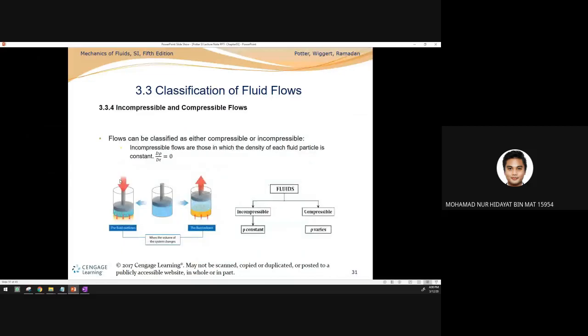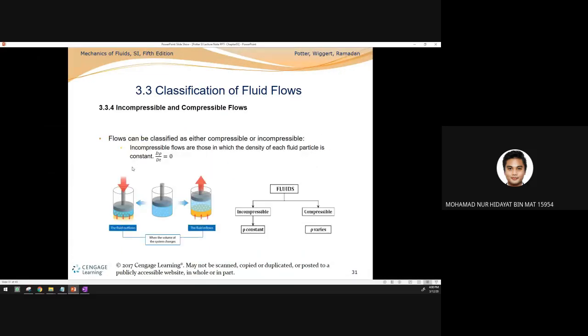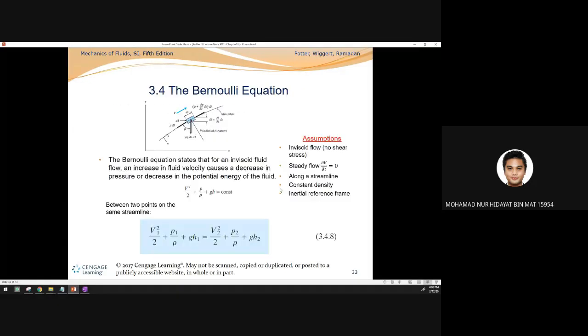Okay, this one we have found the answer. Remember, the flow consists of incompressible and compressible. Right? This is the Mach number. Mach number is the relative flow over the speed of sound. This is the Bernoulli equation. Right? This is important for you to understand.